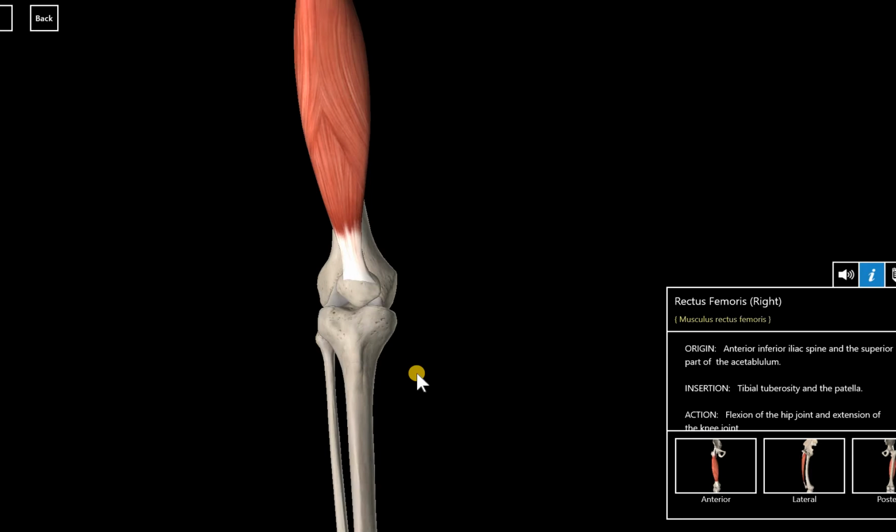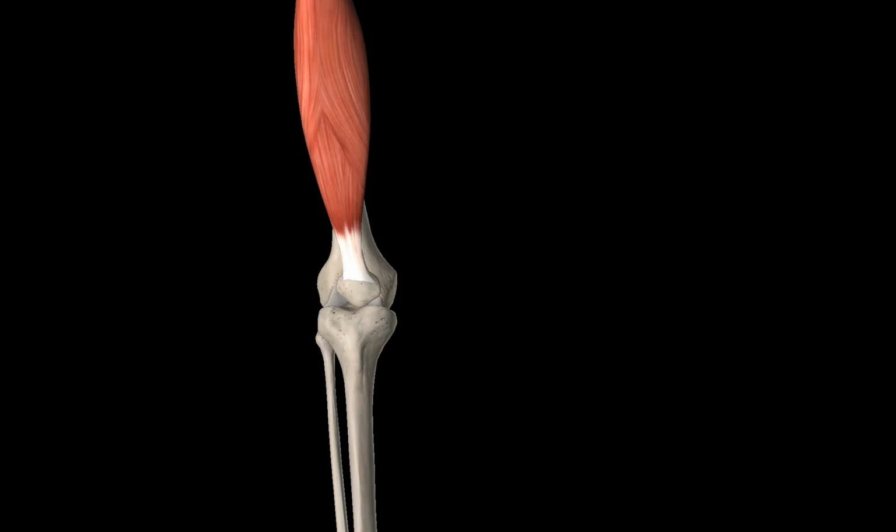So for this one, I'm going to draw in the patella tendon. I don't know why they didn't include it in the picture. You know, this is a very good app, but apparently not perfect. But here we go. I'm going to draw it in. So here's the patella tendon. Okay, and then there's the tibial tuberosity.